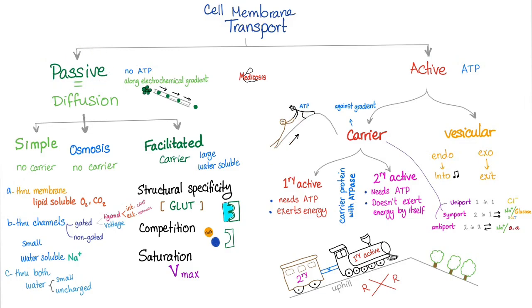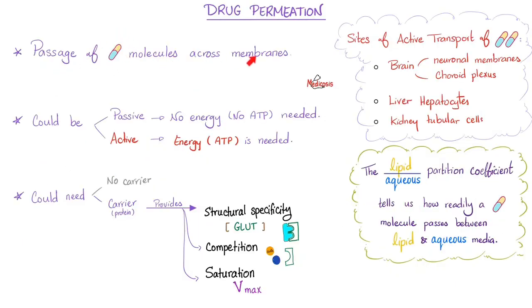Passive transport is also known as diffusion, and we have many types: simple diffusion, osmosis, which is a simple diffusion for water, and facilitated diffusion, which requires a carrier protein. Simple, no carrier. Osmosis, no carrier. Facilitated, I need a carrier. Medications need to pass across membrane. This is the definition of absorption. This passage could be passive, meaning no energy needed, or active, which requires ATP. The passage of medications could require no carrier, or it could require a carrier.